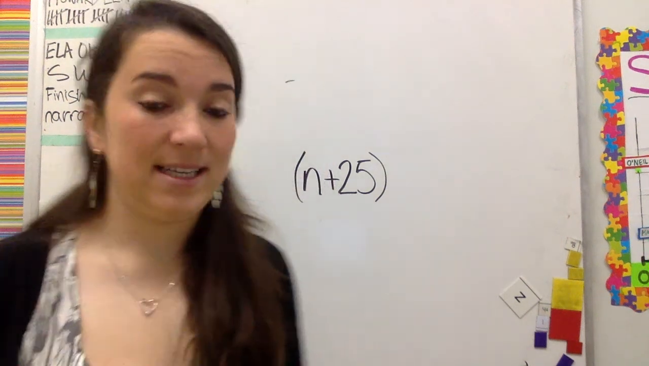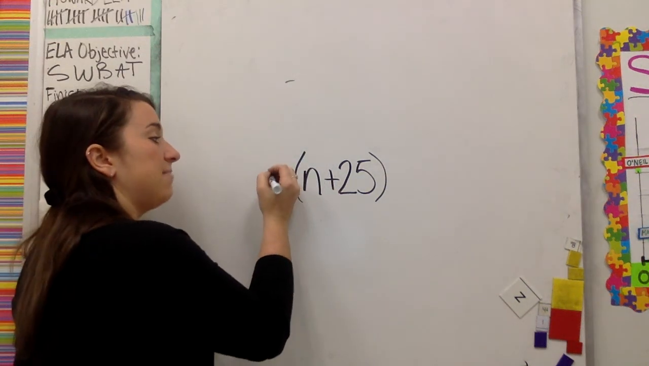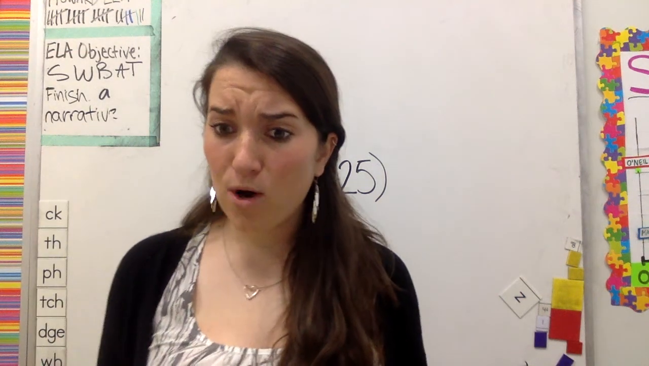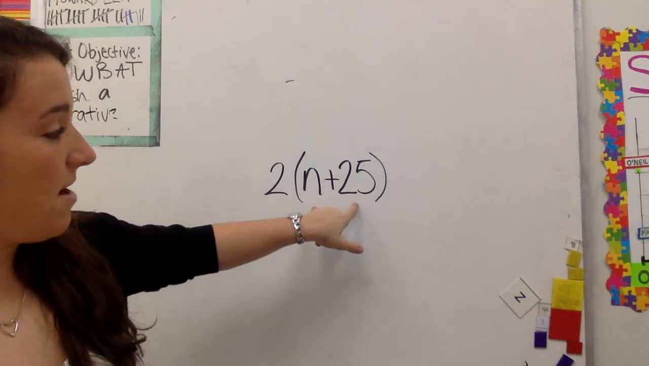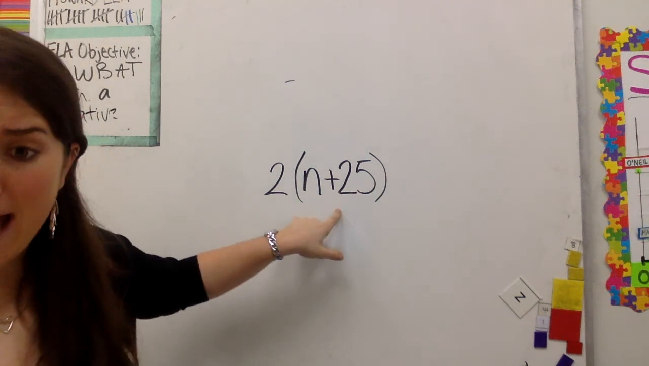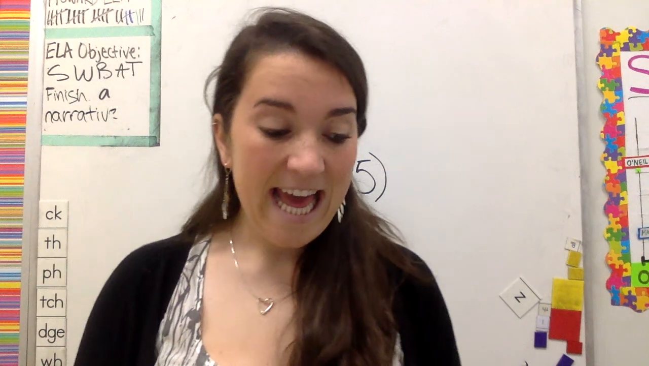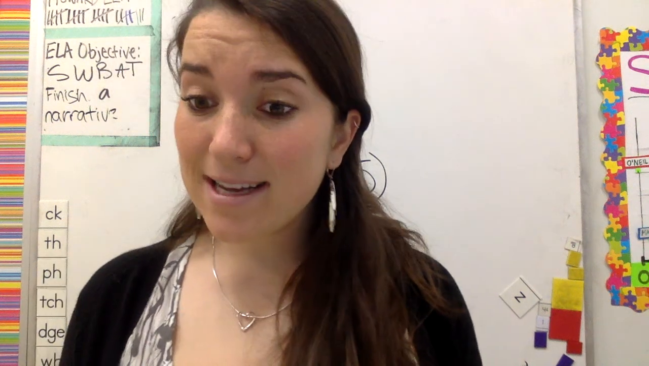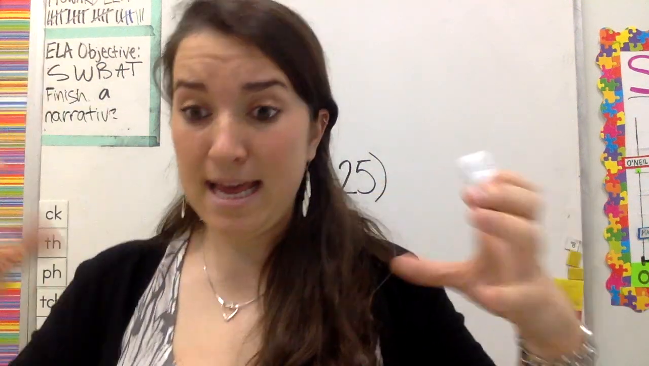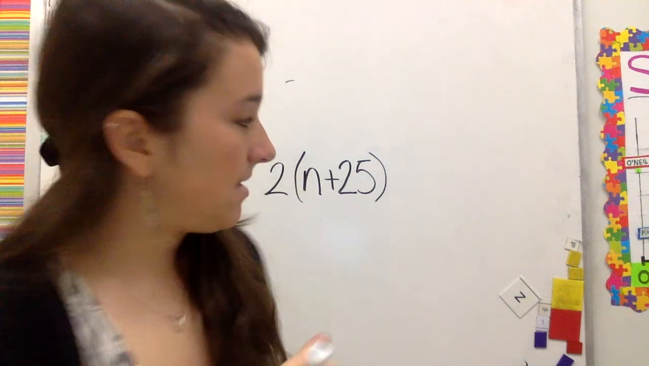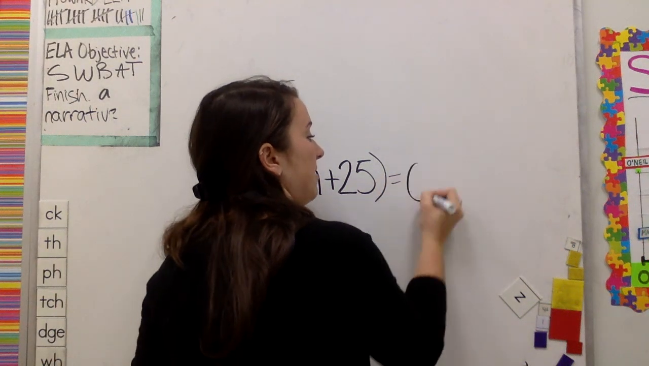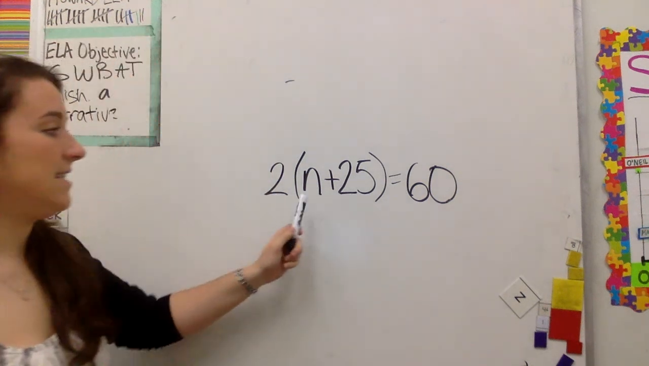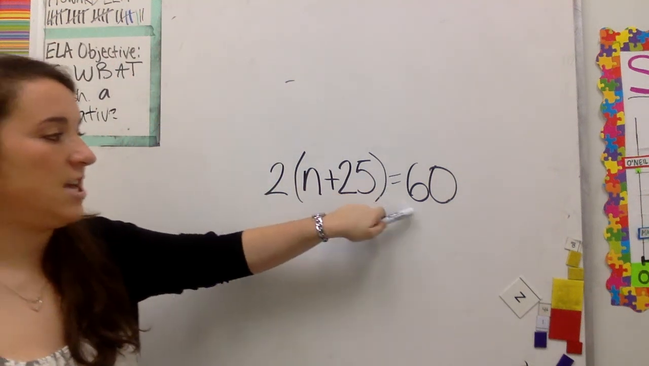Now it says twice that sum. Twice means 2 times, so I can put a 2 in front. But I still have more, because it says twice the sum of a number and 25 is 60. I forget what is means, so I'm going to look up at the top. Is means equals, because you're finding something is something else. So twice the sum of a number and 25 equals 60. So we have 2, parentheses, n plus 25, close parentheses, equals 60.